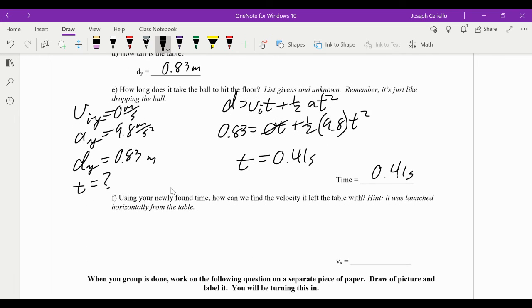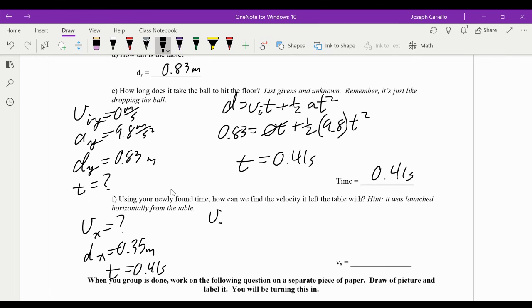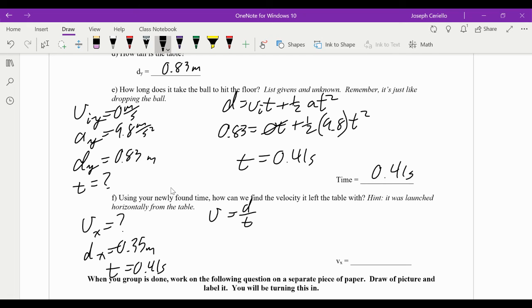So now we're going to use that time to find our horizontal velocity. So v_x is our unknown. d_x, I think we said, was 0.35 meters, and t is 0.41 seconds. We can only use one equation in this direction. It's v equals d over t. v equals 0.35 meters over 0.41 seconds. We get 0.35 divided by 0.41, about 0.85 meters per second.